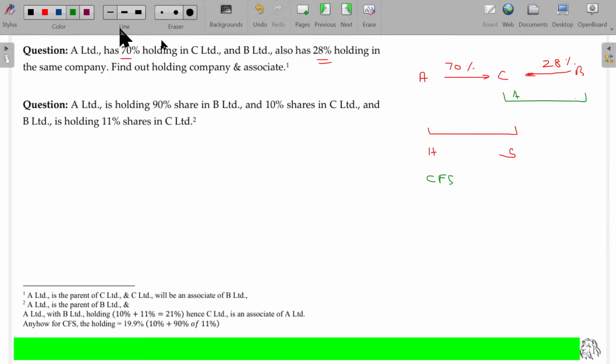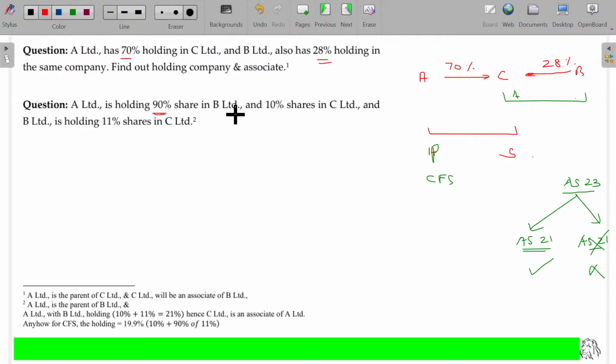To check whether AS number 23 is applicable, two questions are there. If AS number 21 is mandatory, then AS number 23 is applicable. If AS number 21 is not mandatory, not applicable, then AS 23 is also not applicable. Clear? So A being the parent company and C being the subsidiary company.